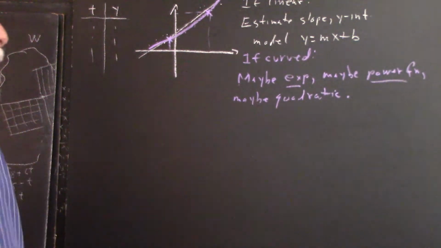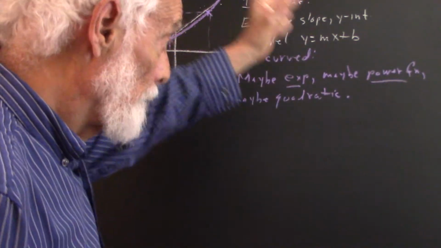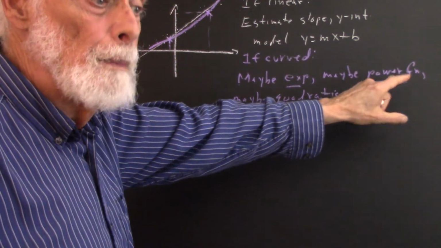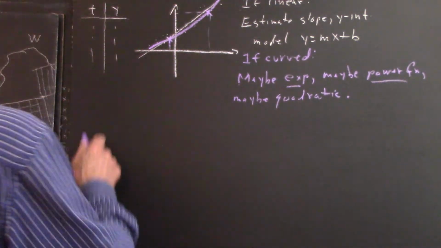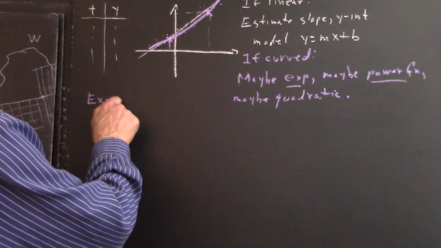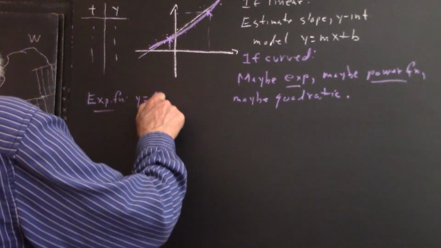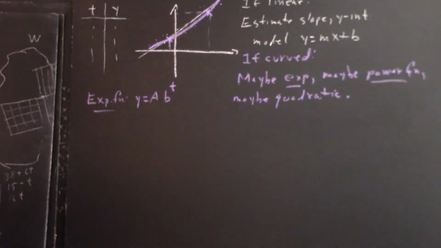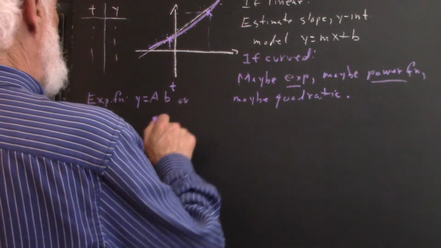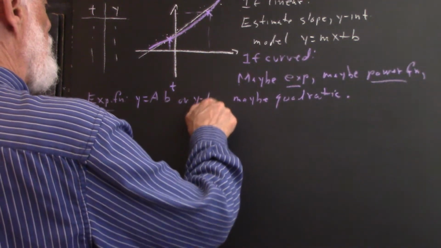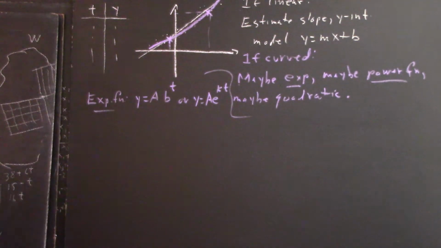And then we plug those x and y coordinates into the form of an exponential function. Or, if we think it's a power function, maybe we plug the coordinates into the form of a power function. So, an exponential function would be y equals a b to the t, or y equals a e to the kt.